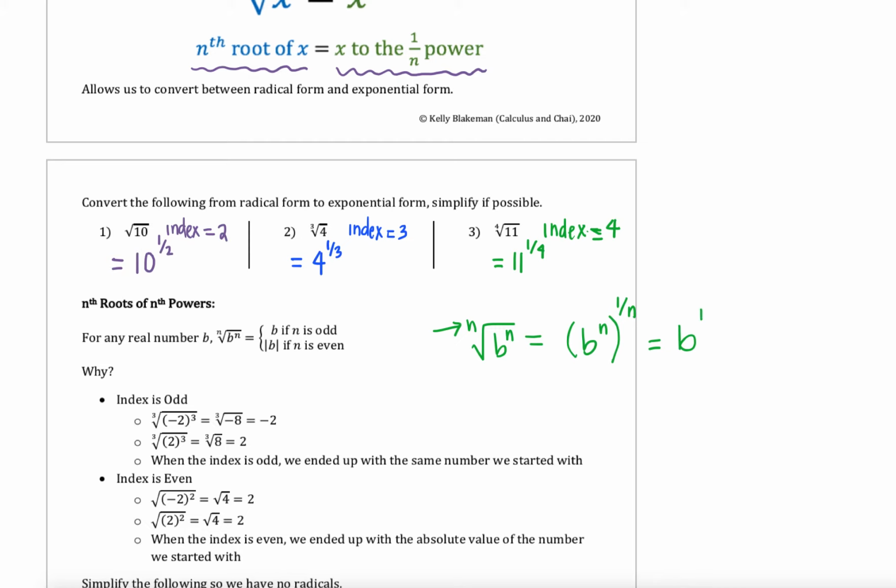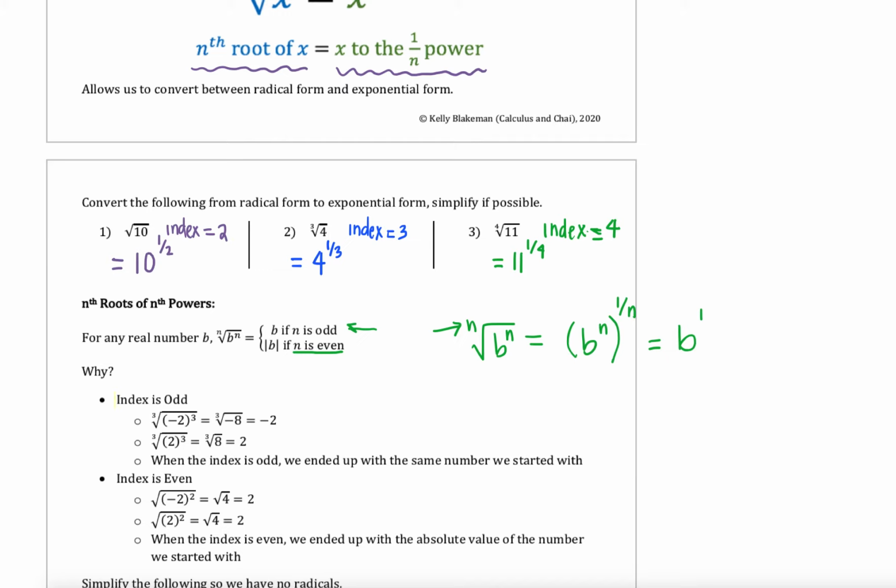Now, this gets a little tricky though, depending on what our index is. It's not always as straightforward as just canceling them. So if our index is odd, like in this first part of this function here, then that's exactly what happens. The index and the power cancel each other out if n is odd. Now, if our index is even though, we actually end up with the absolute value of what we started with. And I want to show this through two examples down below.